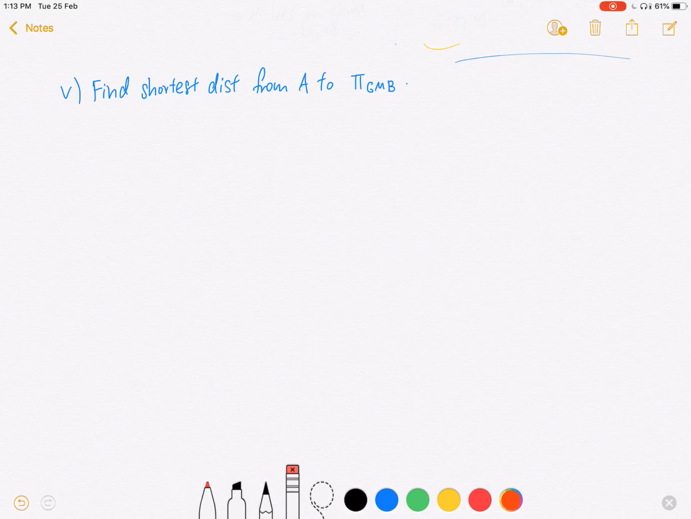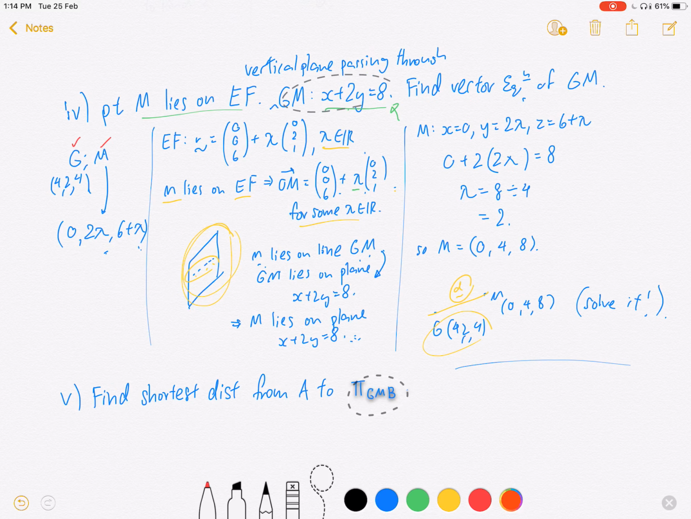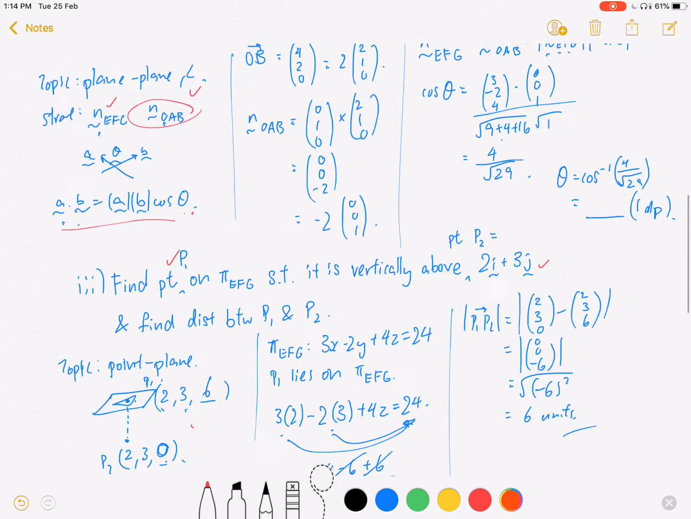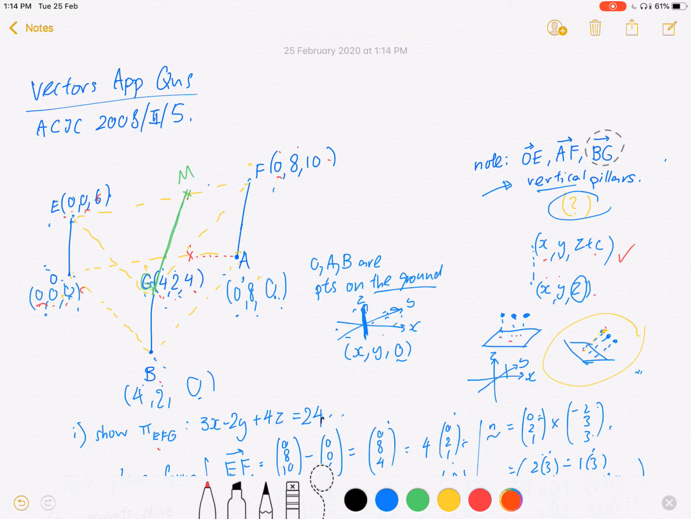We are at part 5, find shortest distance from point A to plane GMB. And I make an observation that this plane GMB is the same plane we are talking about here. And how do I know for sure? BG is a vertical pillar, so B is vertically below G. If I have a vertical plane passing through GM, doesn't it include B? And therefore, plane passing through GMB must be the plane that we're talking about in part 4.